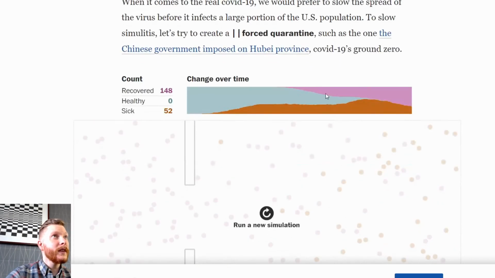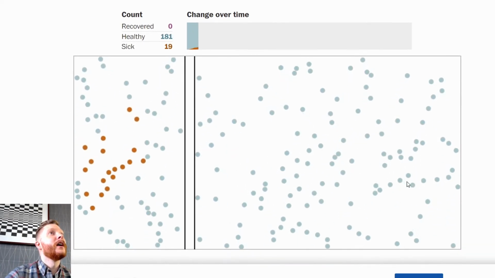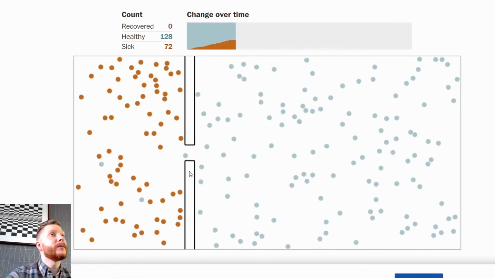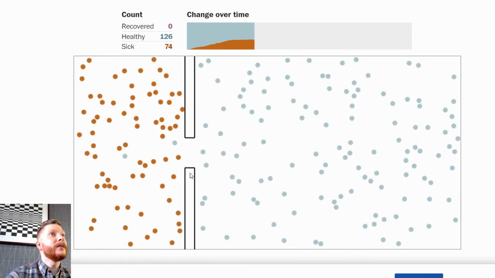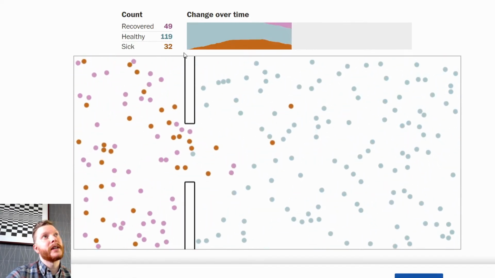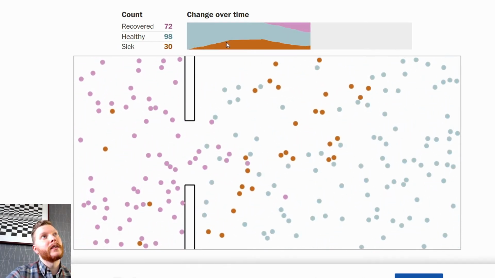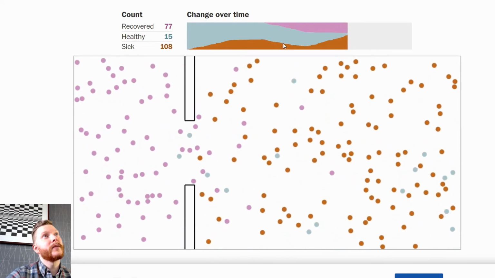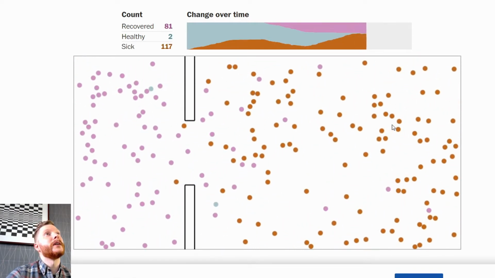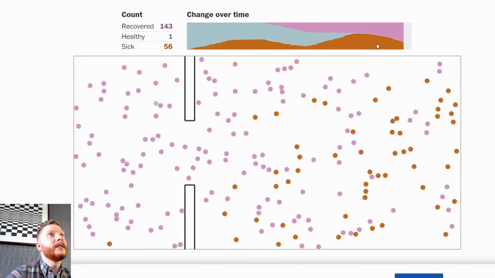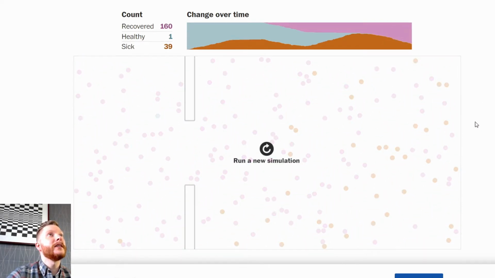They also run a simulation of what happened in China when they did the quarantine, where they tried to quarantine as many sick people as they could, and then they started slowly letting people out of the quarantine. So again, you can see this is also better than doing nothing because you get this kind of flattening effect. Okay, so it's better than nothing, but again, not ideal, obviously.